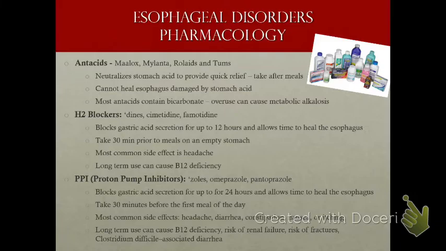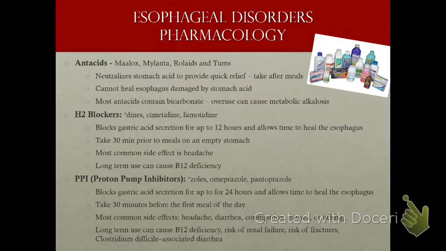But they are both taken before meals because, of course, you want to block the acid before the food gets down there and everything starts burbling around and it bumps up. So all of your H2 blockers and PPIs should be taken before meals.